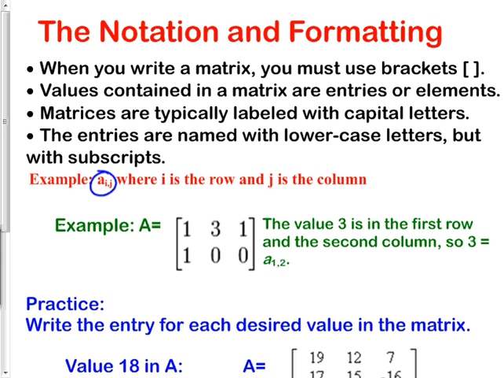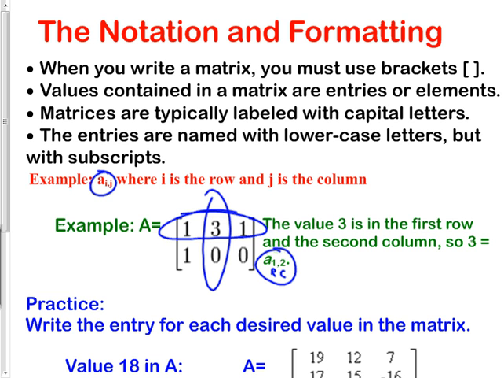So A, I, J, where I is the row and J is the column. So if they said A1, 2, that means, always remember, rows then columns. See why you can get messed up if you start doing columns and rows? Because it's 1, 2. That must be row 1, column 2. And that must be the 3 then.